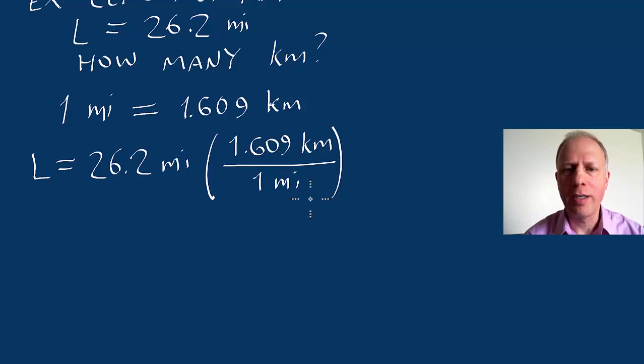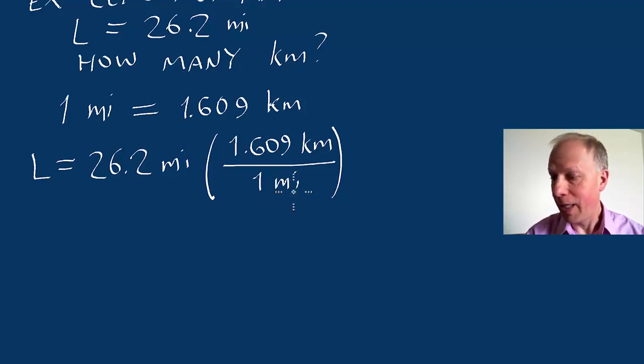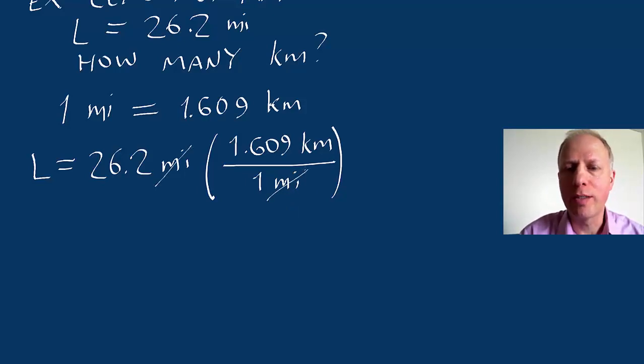That's also equal to 1, but it's not the right form of 1 for me to use because I want my miles to cancel with the miles in this fraction, so I need to put miles in the denominator in my fraction to make them cancel properly. I have to do 26.2 times 1.609 to get the answer. It's 42.2, and the remaining unit is kilometers.